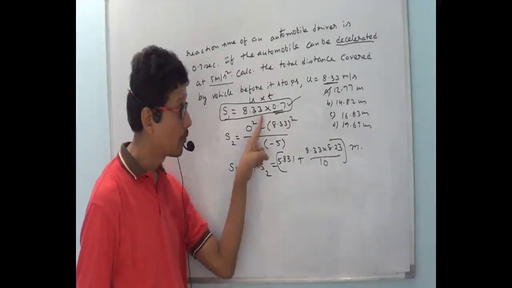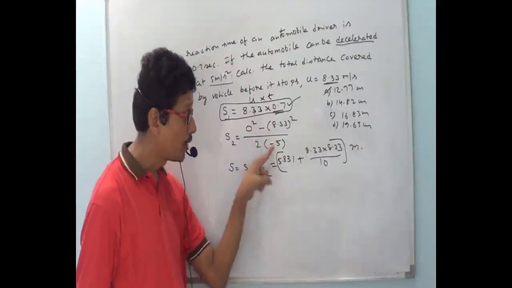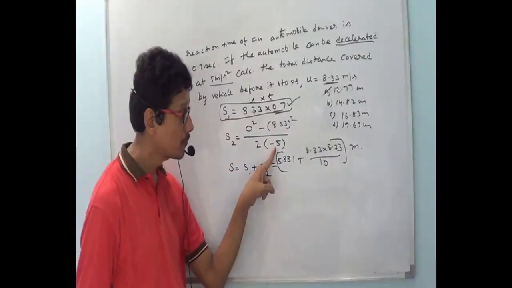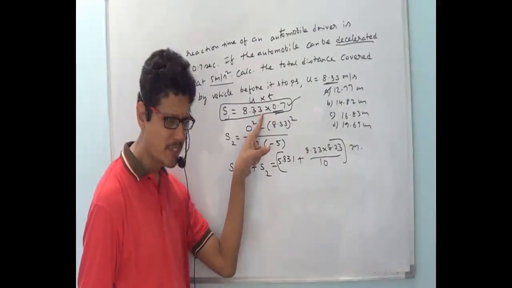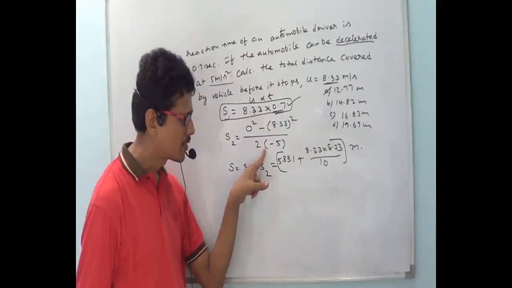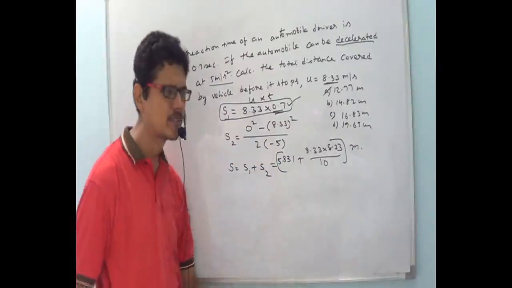Then the vehicle will be traveling with uniform speed, and the vehicle speed will now decrease after applying the brakes. So for total distance traveled, we have to add this distance also: distance traveled in reaction time plus distance traveled during deceleration. Note down this.